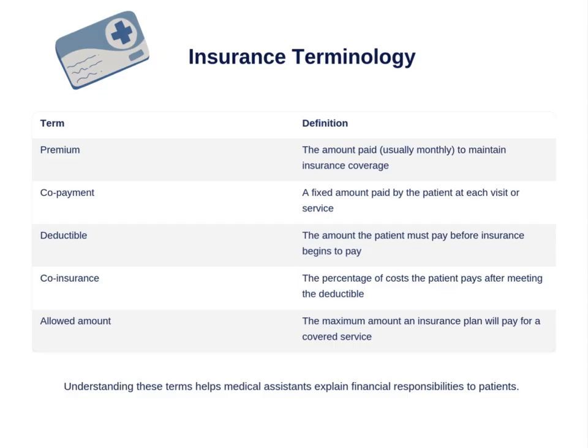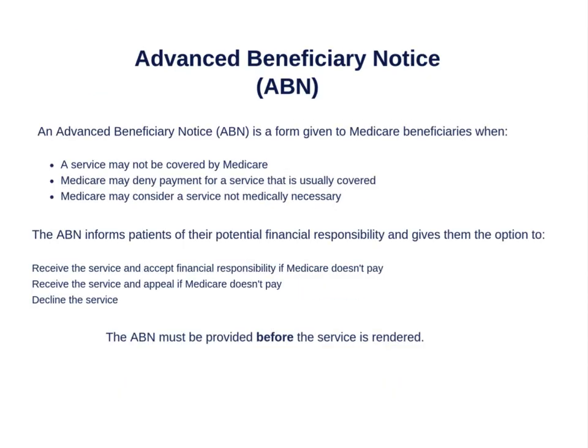The allowed amount is the maximum amount an insurance plan will pay for a covered service. So they may say, oh yeah, this service is covered, but this is how much we'll pay total for that. If it's over that, then, well, that's on you. So there's some insurance terminology for you.